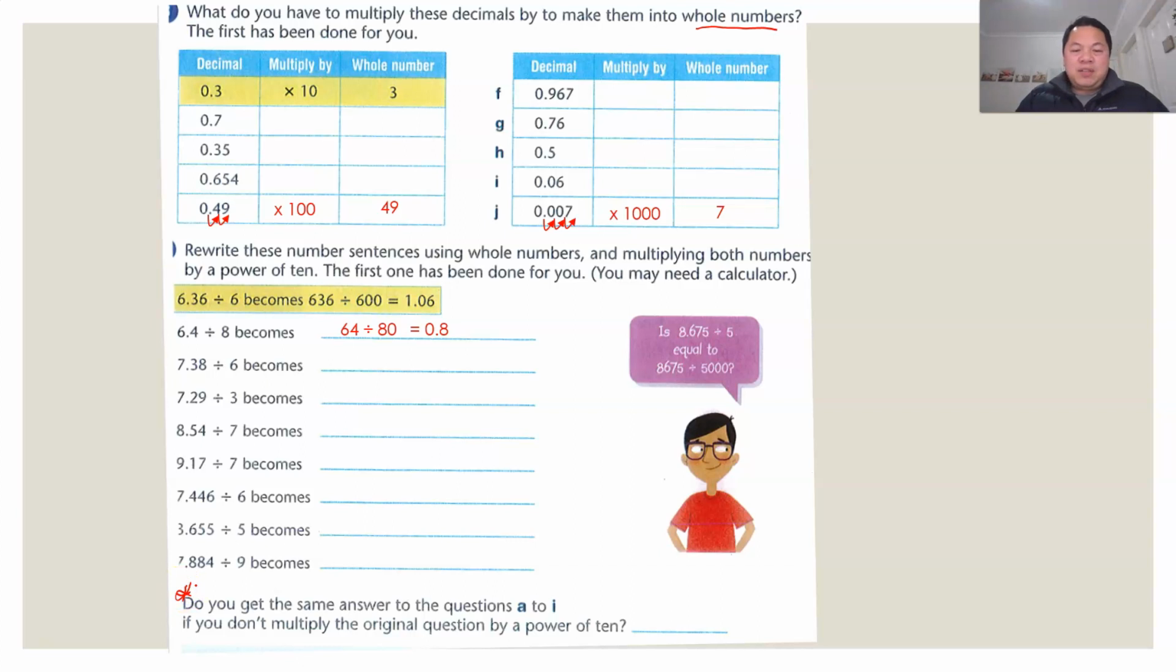Do the rest, and this is a very interesting question. They ask, do you get the same answer to questions A to I if you don't multiply the original question by a power of 10? There's only one answer. We're going to discuss this further when we meet in the next lesson.